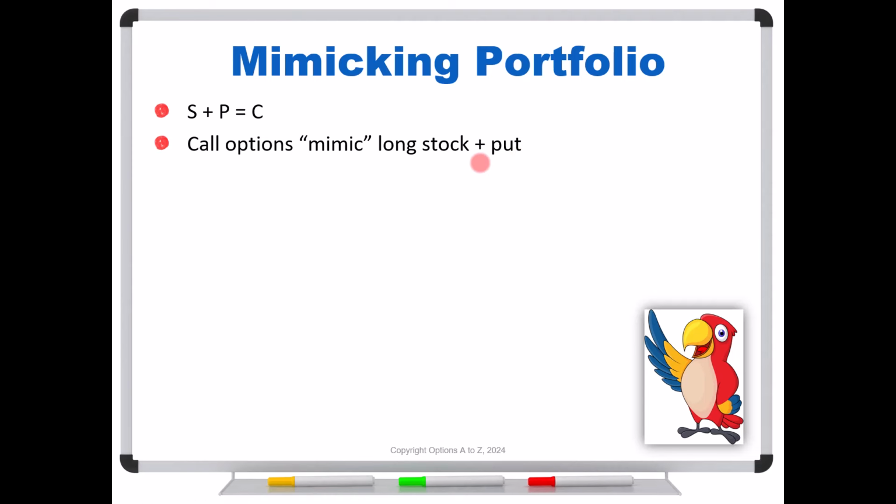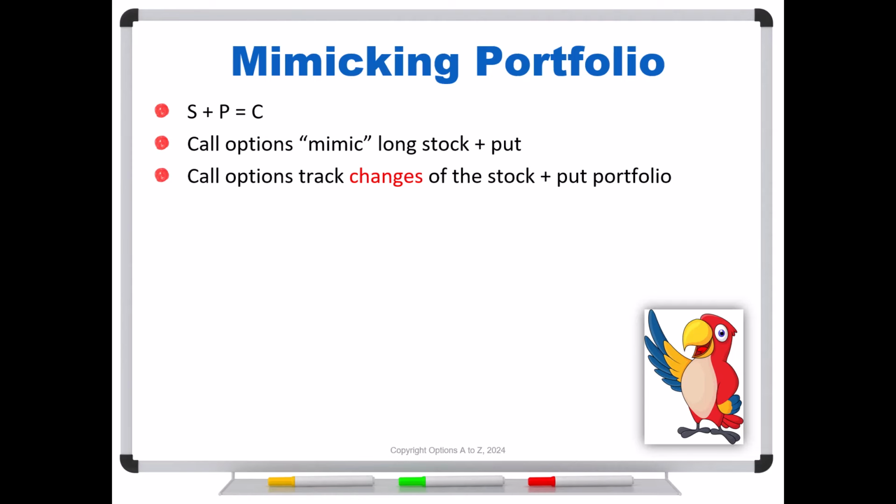So think of it just like a parrot might mimic speech. It's not really speaking, but it just kind of looks like it. And that's really why they call it a mimicking portfolio. It's not intended to be exactly the same level as the stock plus put. It's intended to mimic it in terms of the changes.